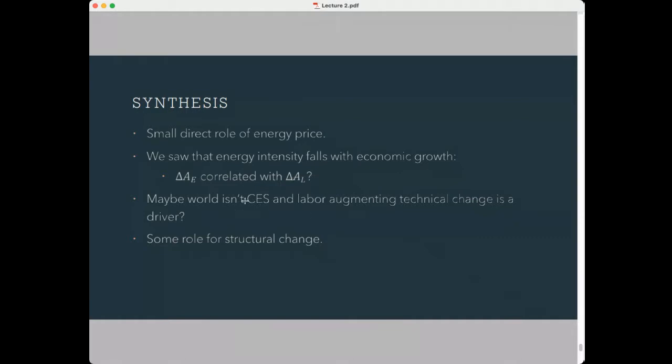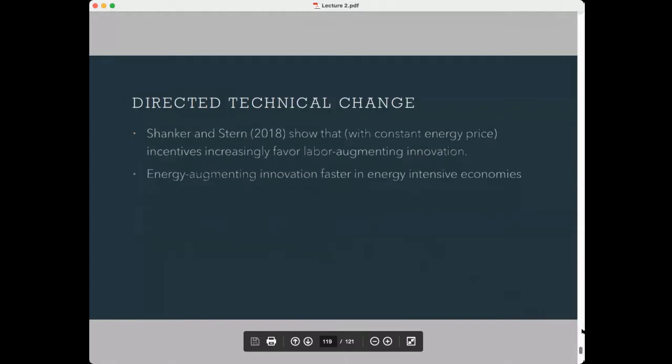But maybe the world is really quite different to this simple model. There's certainly going to be some role for structural change. Okay, so basically a lot of things we don't know. And we'll look at the rebounds next week. A similar story, a lot of unknowns in the picture.